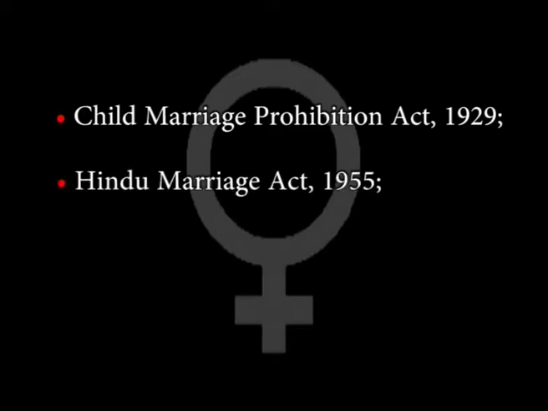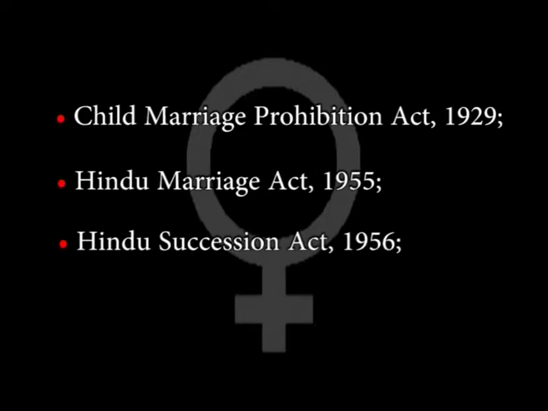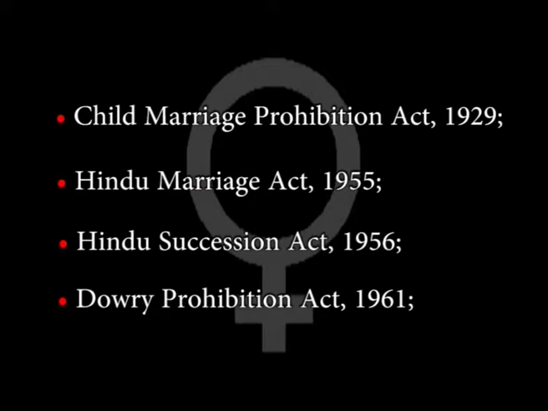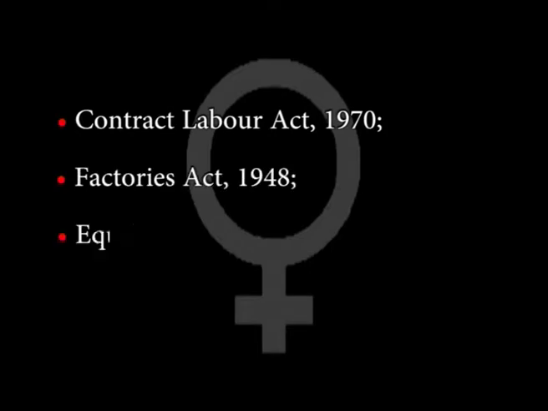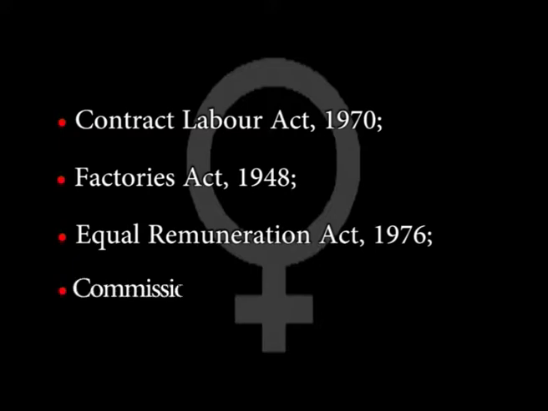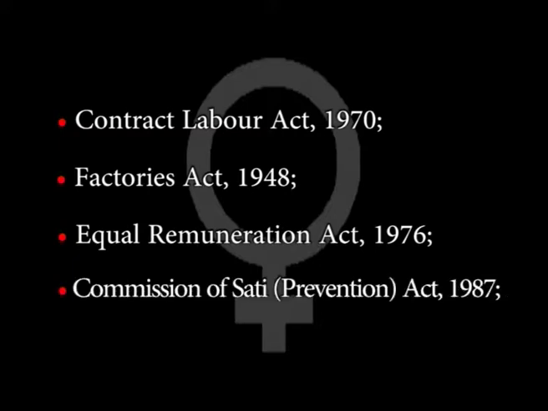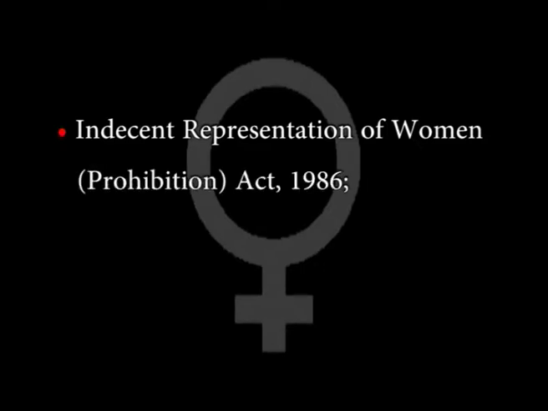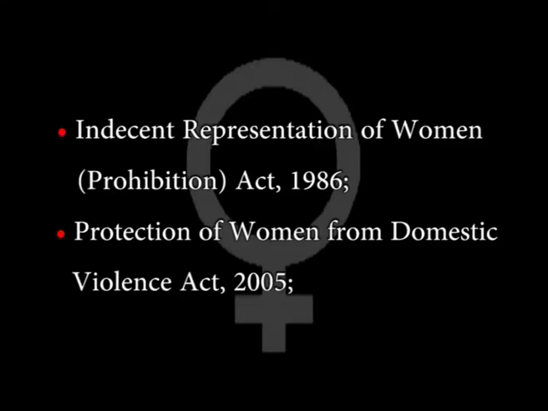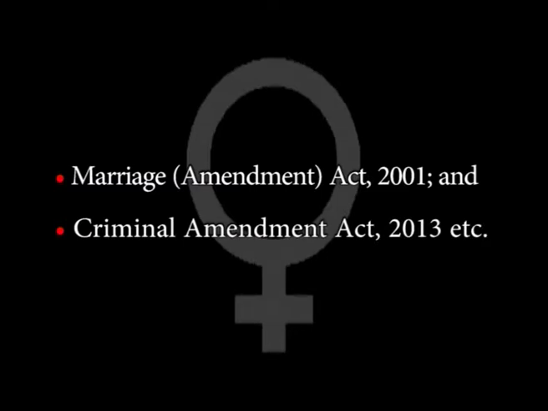Some of these protective legislations are the Child Marriage Prohibition Act 1929, Hindu Marriage Act 1955, Hindu Succession Act 1956, Dowry Prohibition Act 1961, then Contract Labour Act 1970, Factories Act 1948, then we have Equal Remuneration Act 1976, Commission of Sati Prevention Act 1987, the Indecent Representation of Women Prohibition Act 1986, then Protection of Women from Domestic Violence Act 2005, Marriage Amendment Act 2001, then we have the Criminal Amendment Act 2013, etc.